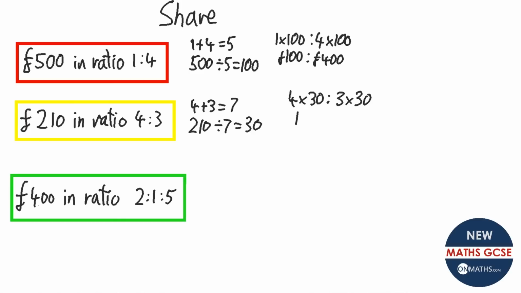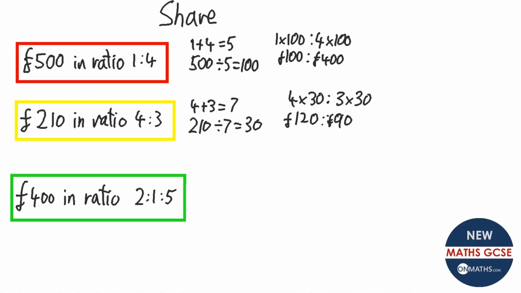So 4 times 3 is 12, so that's going to be 120. 3 times 3 is 9, so that's going to be 90. So add them together, and that makes 210. Let's just put the pounds in, which I haven't put in. Okay, let's tidy that up. Might put the dots over there.